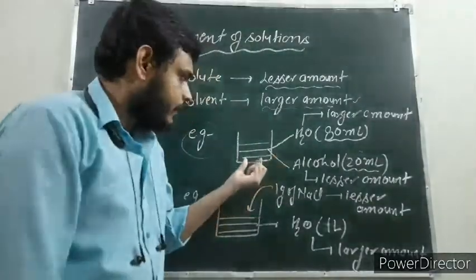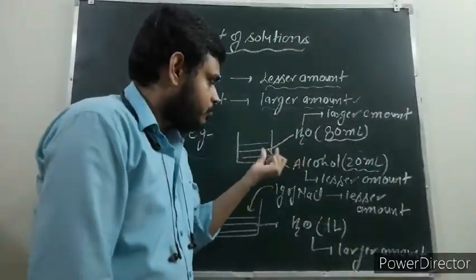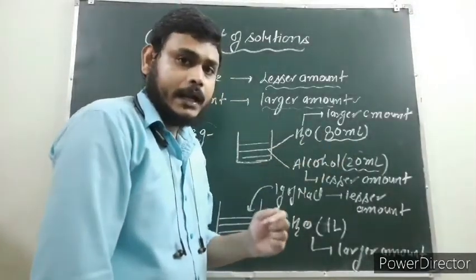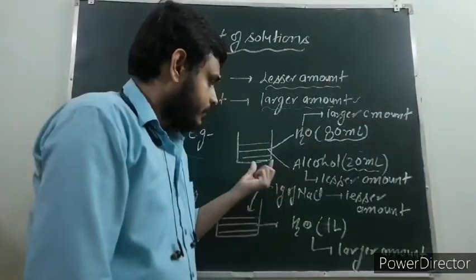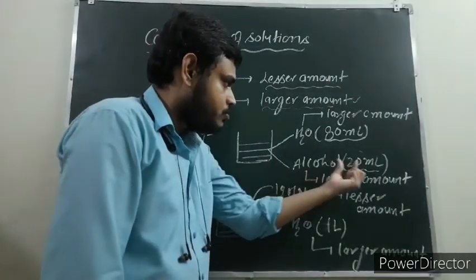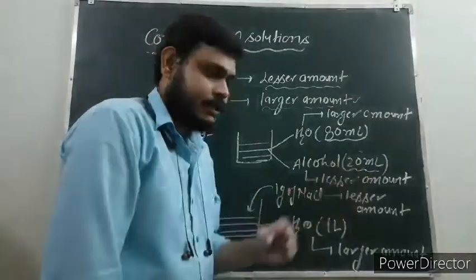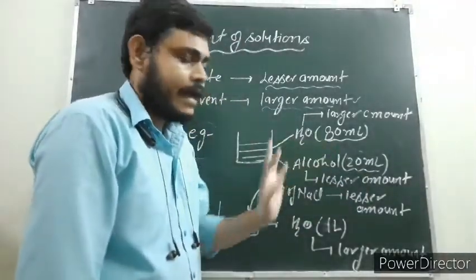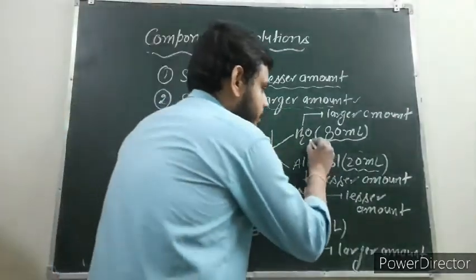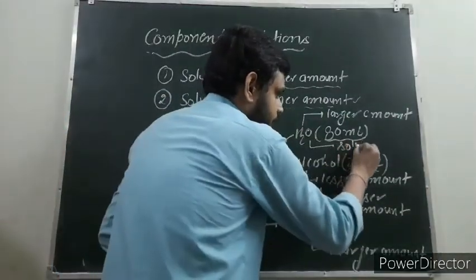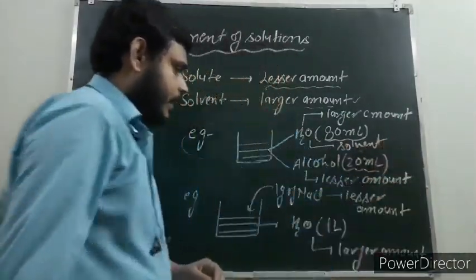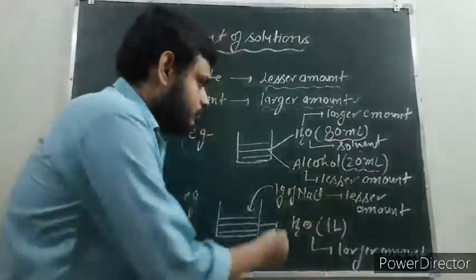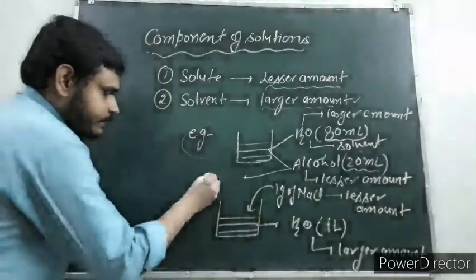Clear? And again, the amount of water in this solution is 80 ml, which is present in larger amount, and the amount of alcohol is 20 ml, which is present in lesser amount. So for this solution, the water behaves as a solvent. Clear? And the alcohol is the lesser amount, so alcohol behaves as a solute.